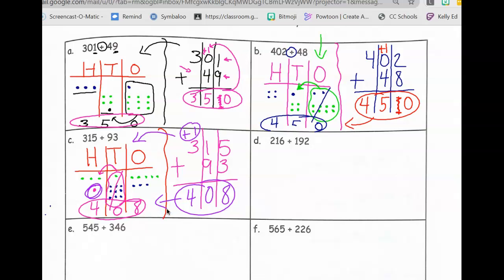Last problem. I'm going to go quickly. Draw your chart. And you can pause at any time to try this before you see what I'm doing to make sure you're getting it. All right, we have 216, and then we have 192.